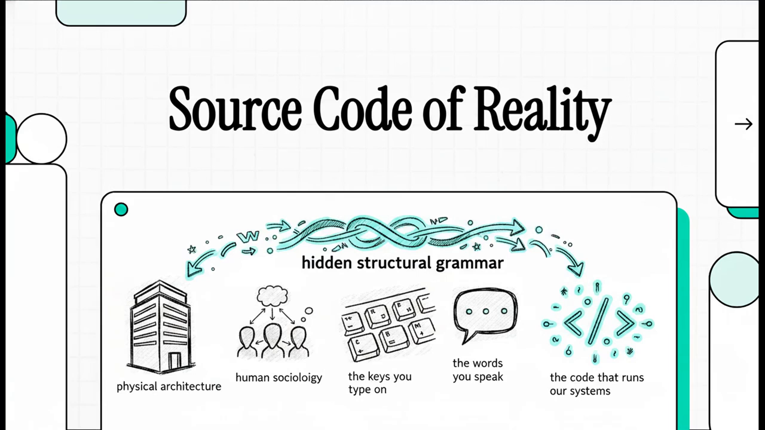I'm so glad you're here because today we are going on an absolutely incredible journey. We're going to start by zooming way out to the macro structures of physical buildings, and then we're going to seamlessly zoom all the way into the microscopic behavior of digital code. And along the way, we're going to demystify this hidden structural grammar that actually unites physical architecture, human sociology, the keys you type on, the words you speak, and the very code running our systems. It's an absolutely fascinating hidden logic, and I am literally thrilled to map it all out with you today.